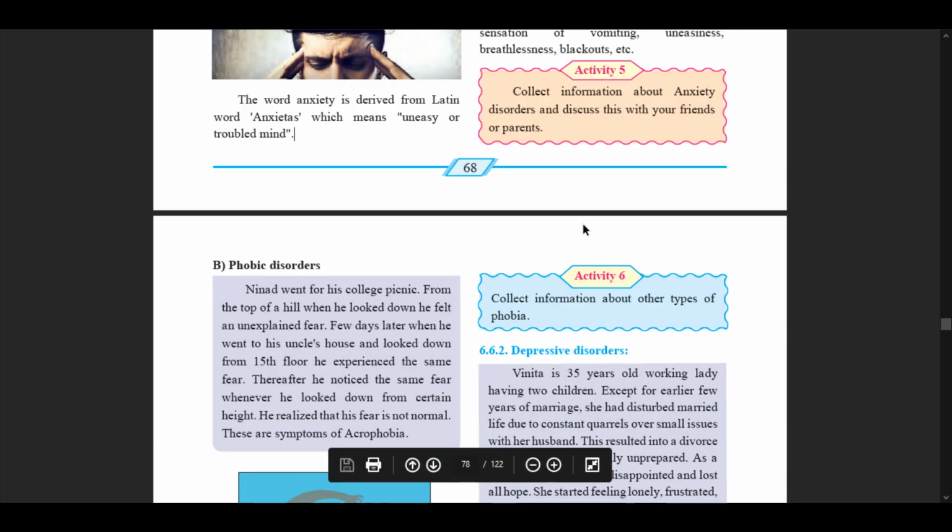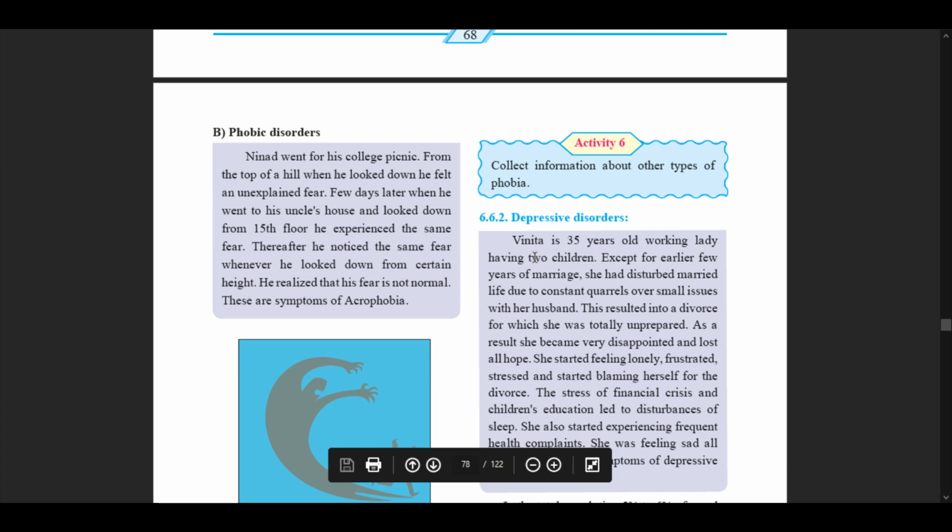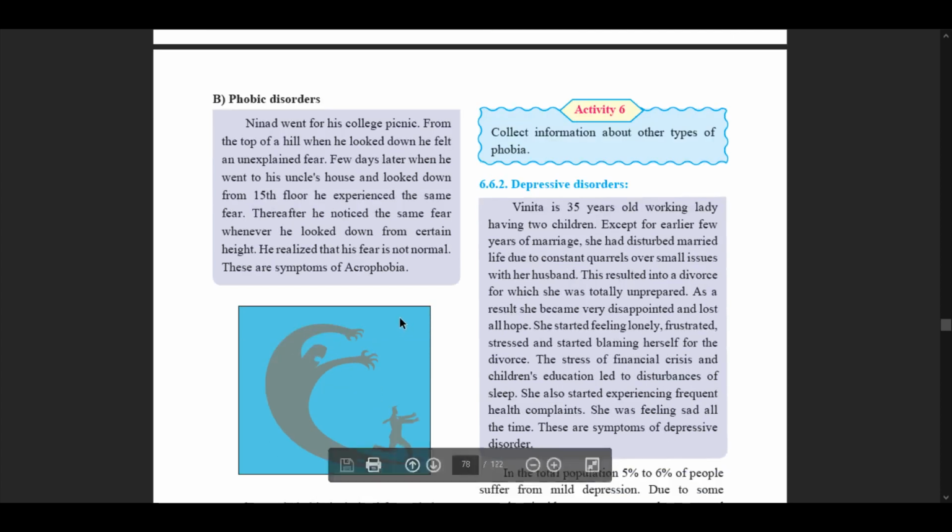So next we move on to part B of our anxiety disorders, that is phobic disorders. So we'll read the example of an individual who has a phobia.